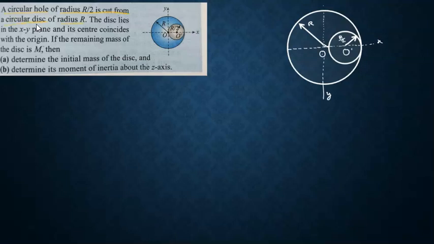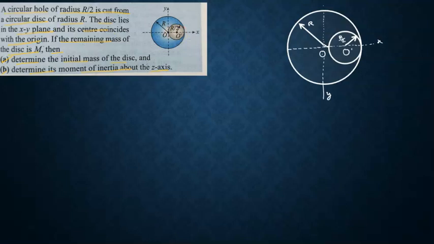It says that there is a hole in the circular disc which is cut from the disc, and the disc lies in the xy plane and its center coincides with the origin. If the remaining mass of the disc is m, then find A. Determine the initial mass of the disk. B. Determine its moment of inertia about z-axis.